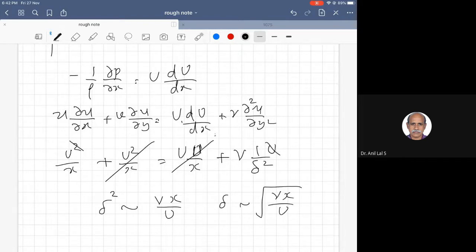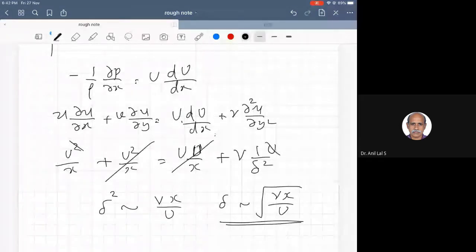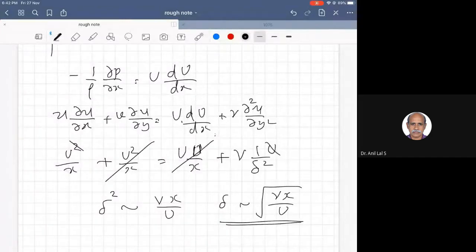So this is something again we get from the x momentum equation. The boundary layer thickness is of the order of square root of nu x by U. It doesn't mean that delta is equal to square root of nu x by U, but it scales as the square root of nu x by U.